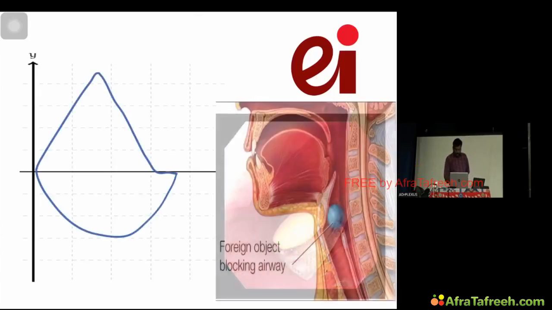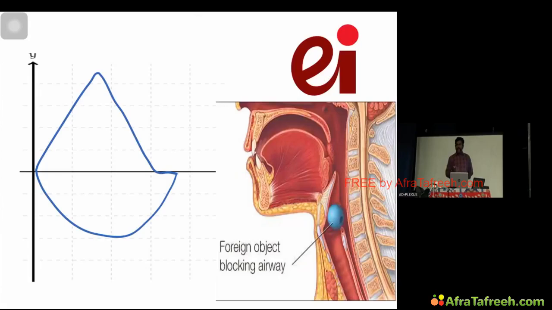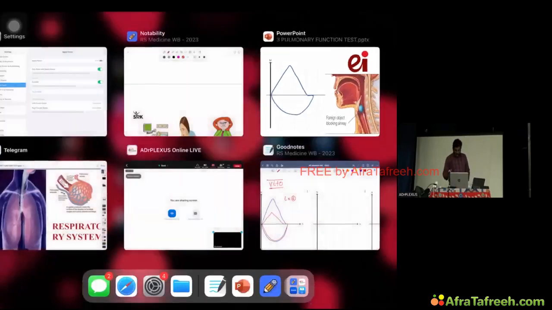Imagine it's like this. When I inspire, what will happen? The ball will go inside and obstruct. When I expire, what is going to happen? The air will come and push the ball, and air can escape outside. So here, is inspiration affected or expiration affected?